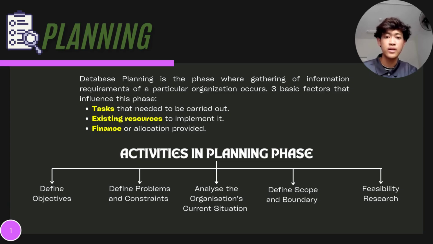There are three basic factors that influence this phase. The first one is the task that needs to be carried out. Next is existing resources to implement it. And lastly is finance or allocation provided. There are four activities in the planning phase. The first one is define objective, the second one is define problems and constraints, the third one is analyze the organization's current situation and define scope and boundary, and lastly is feasibility research.